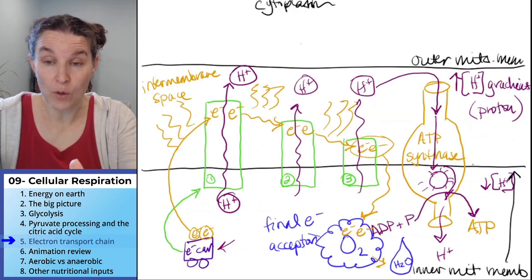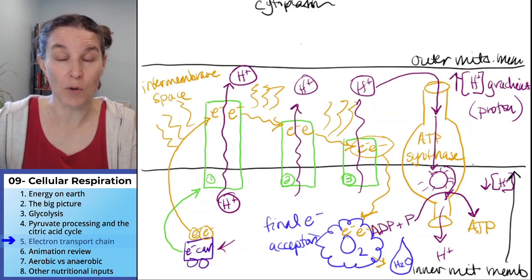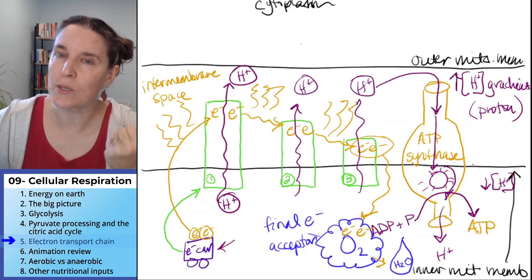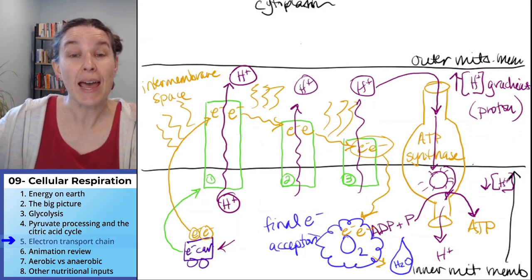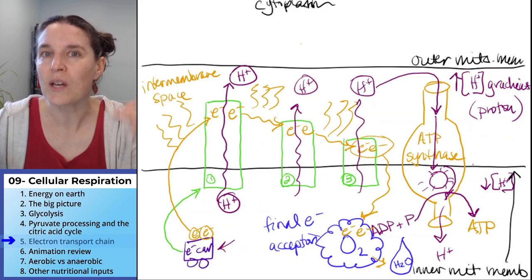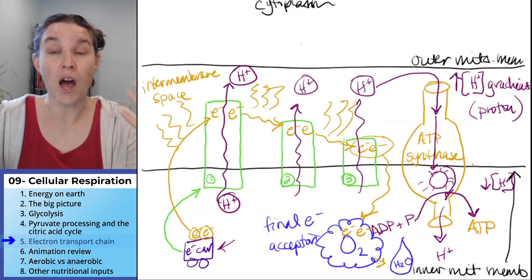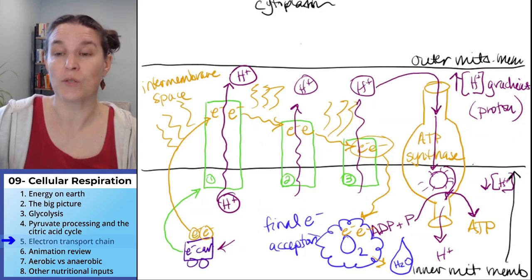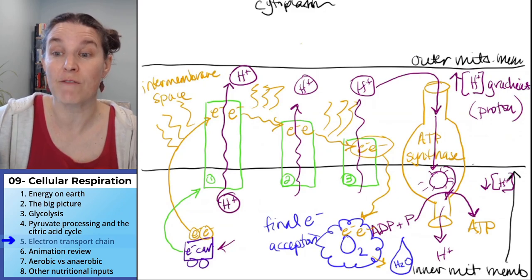After that review, we're going to look at the consequences of not having oxygen. And then we're going to look at some other things that can feed into cellular respiration, not just carbohydrates, not just glucose. We can use proteins and fats as well.